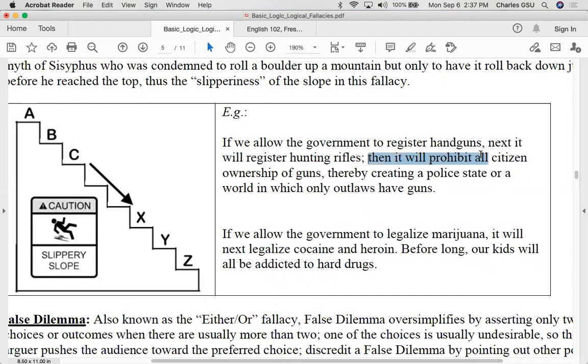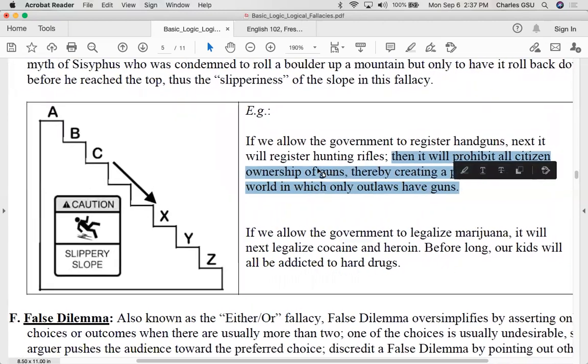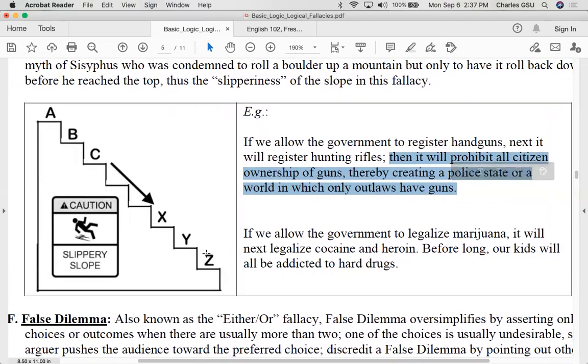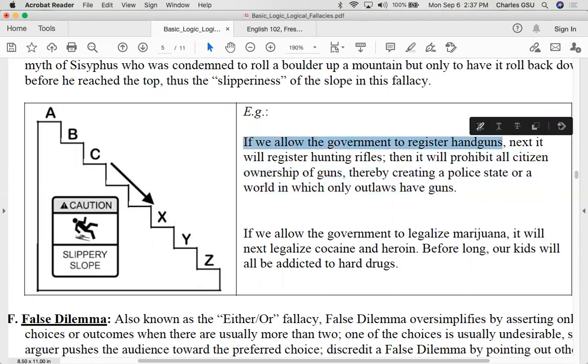And then it will prohibit all citizen ownership of guns, thereby creating a police state or a world in which only outlaws have guns, which of course is this horrible, terrible consequence down here of Z. No one wants to live in a place where only outlaws have guns. So we should therefore, according to this argument, avoid registering handguns. But really, we already register cars. We register, you have to have a license, if you will, to go hunting and fishing. So why not a lethal weapon?